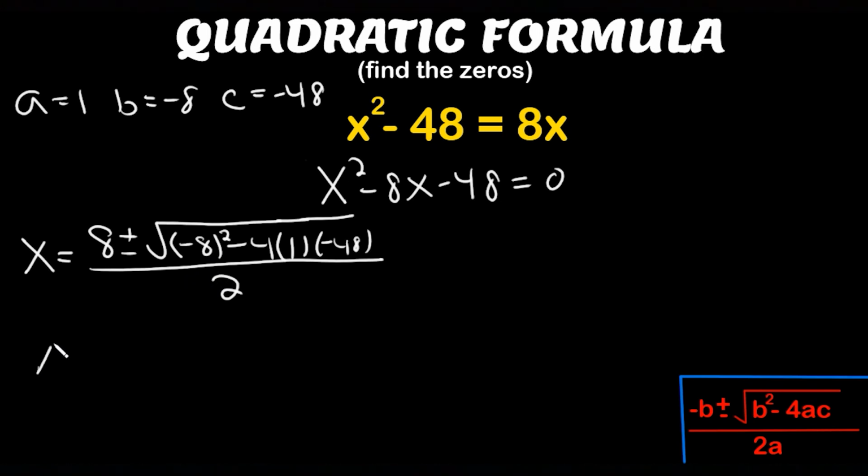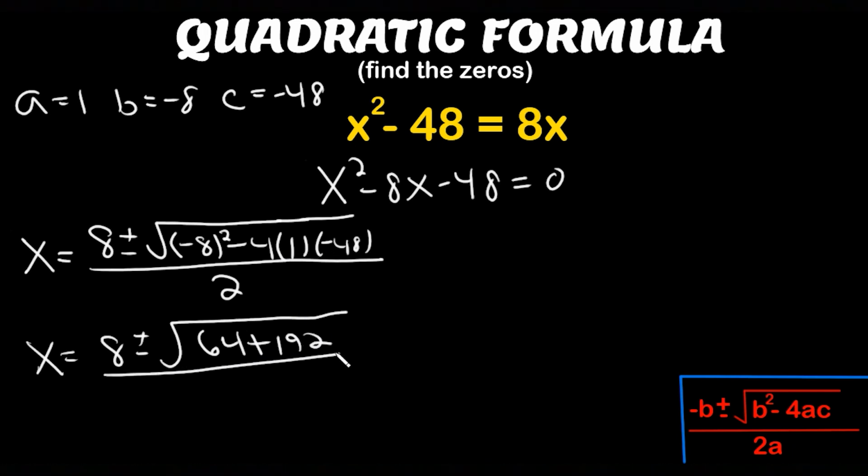So we get x equals 8 plus or minus the square root of negative 8 squared is 64, positive 64. And then you have a negative 4 times 1, so that's negative 4. And then negative 4 times a negative 48 will give you positive 192. So plus 192 all over 2.